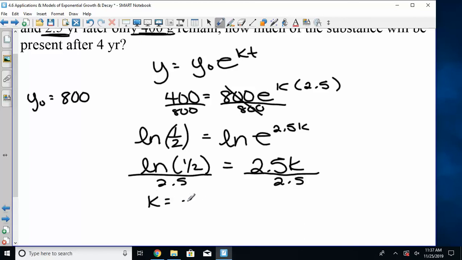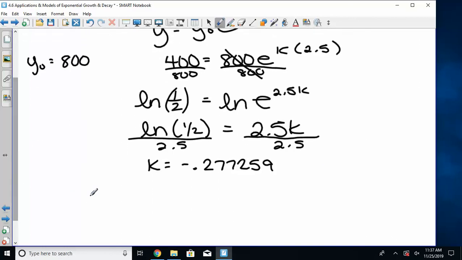Get my k, it's negative because it's decay. I'm going to keep a lot of decimal places. On the exponentials, your exponent has a huge impact, so if you round it only to a few decimal places, it will throw off your answer quite a bit. Now, all I've done so far is essentially figured out what my equation is.